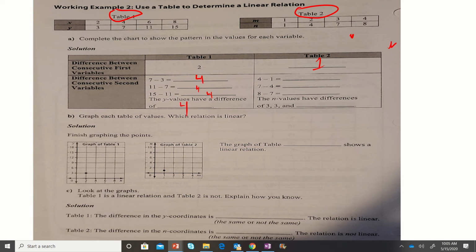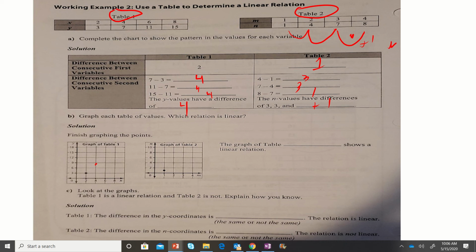One other thing to note: your pattern should be followed throughout if it is a linear relation, and you'll see that very soon here. 4 minus 1 is 3, 7 minus 4 is 3, 8 minus 7 is 1. So we went 1, 4, 7, which is up by 3, and then all of a sudden up by 1. Note, that is very important. Now we're going to graph these. So we got 2 and 3 on the first one with 4 and 7 there.